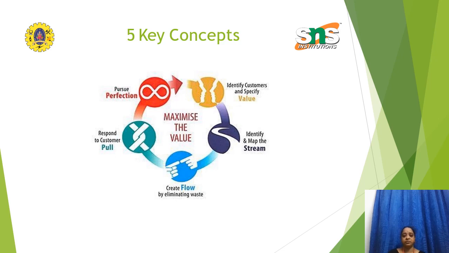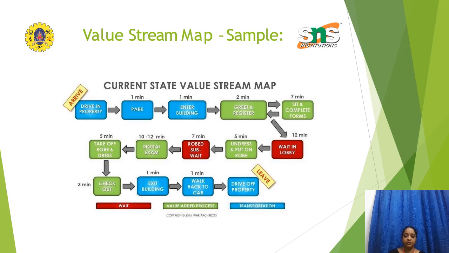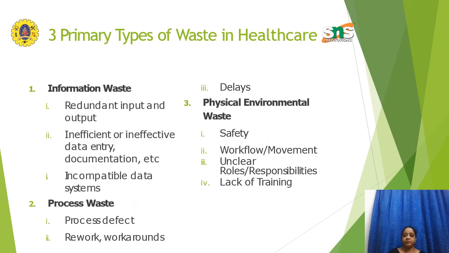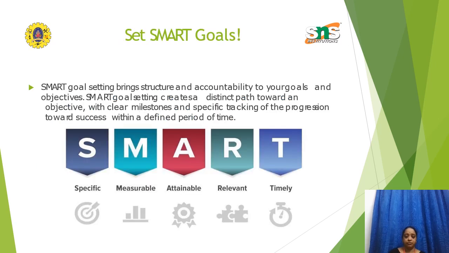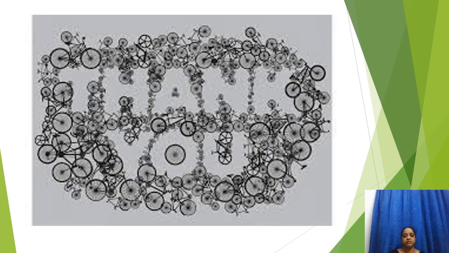These are the 5 key concepts of Lean Six Sigma: pursuing perfection, value, identifying and mapping the value stream, flow, and responding to the customer, which we call pull. So this is a value stream mapping sample. There are 3 types of primary wastes in healthcare, for example. These are some of the methods to identify, reduce, or remove waste, wherein the DMAIC concept is very important. We have to set SMART goals to achieve these Lean Six Sigma concepts in industry: specific, measurable, attainable, relevant, and timely goals.